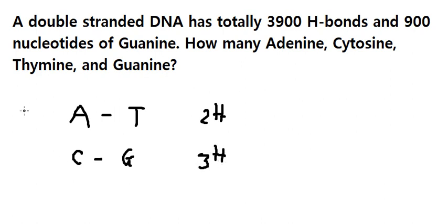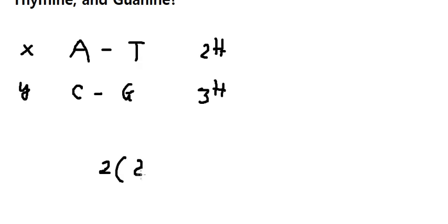Now let's say I will put S, that is the number of A's, and also the number of T. I will put Y, that means the number of C, which is also the same as the number of G. So because we have 3,900 hydrogen bonds in here, that means we will have number 2 multiplied by 2S, because we have 2 hydrogen bonds for A and 2 hydrogen bonds for T. That's why we have 2S multiplied by 2, that's it from here.